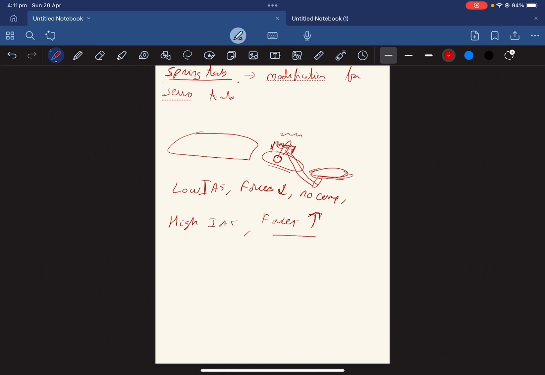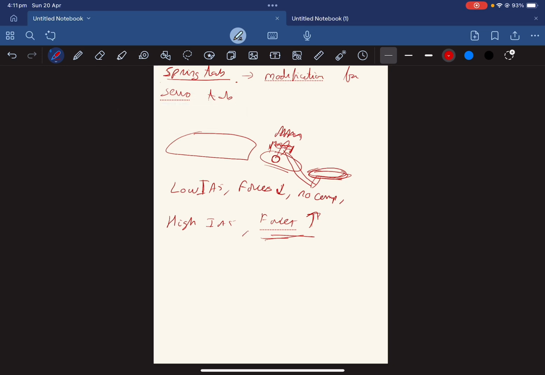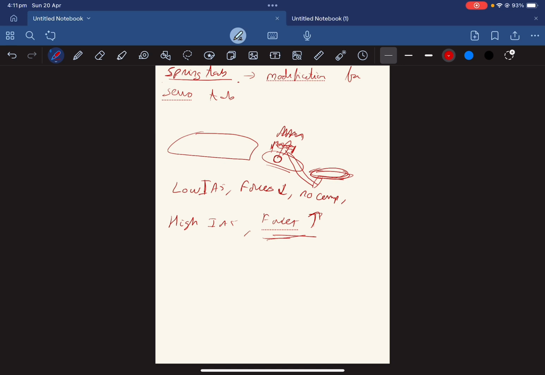But at higher IAS, your forces are also going to be high on your control surface, and that will resist the motion you're giving to the control surface. Due to these high forces, the spring compresses, and this compression moves the tab in the opposite direction. As a result, the hinge movement, stick force and control effectiveness are reduced. I hope it makes sense. So these are the types of tabs we have to study.